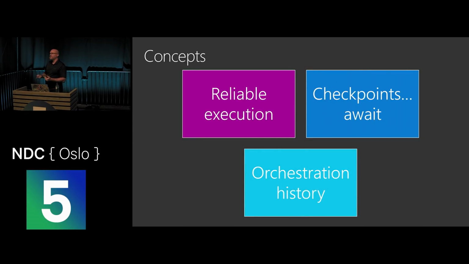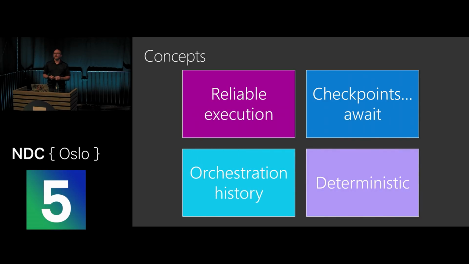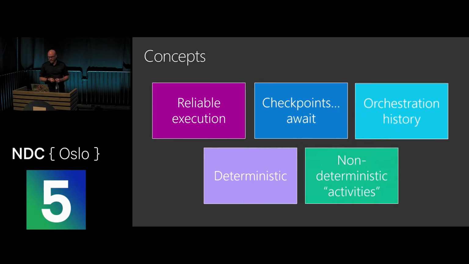It saves a history so that it can manage these checkpoints. It has to be deterministic. If you do something like if I roll dice and randomly go to one activity or another, the orchestrator is going to fail because it has to have a deterministic path, and we'll talk about how that's managed.